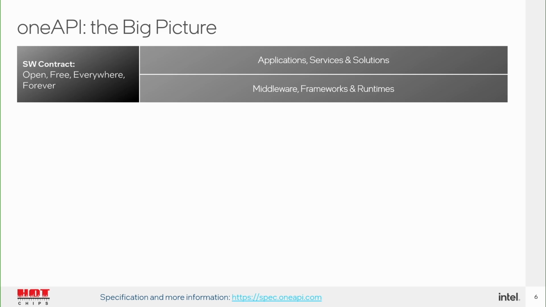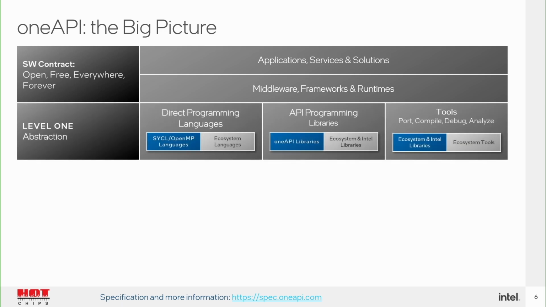The intent is to have at the top level application, service, and solutions to be open, free, and everywhere. And we provide 2 levels of abstractions. Level 1 abstraction contains direct programming language, API programming library, and tools. The blue color shows the library and language Intel provided to the ecosystem. For that, we have SYCL and OpenMP language, and a set of oneAPI libraries.